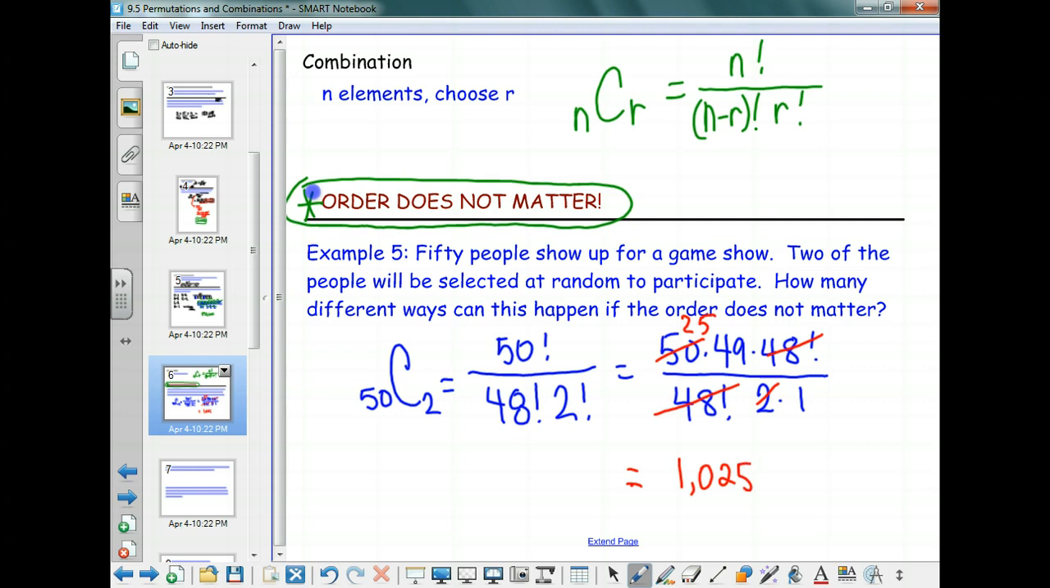1025? 225? Good, that's what I have too. Good. All right, so there's actually in this particular case half the number of ways. And that should make sense, because if you're just selecting 2 candidates to play the game show, and it doesn't matter, then I don't have to have the other operation, right? The one where it says you were first and you were second, now you're first and you're second. It doesn't matter anymore.